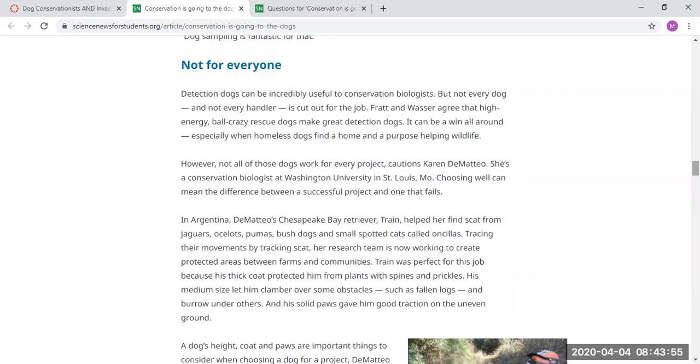Detection dogs can be incredibly useful to conservation and biologists, but not every dog and not every handler is cut out for the job. Fratt and Wasser agree that high-energy, ball-crazy rescue dogs make great detection dogs. It can be a win all around, especially when homeless dogs find a home and purpose helping wildlife. However, not all of those dogs work for every project, cautions Karen DeMatteo. She's a conservation biologist at Washington University in St. Louis, Missouri. Choosing well can mean the difference between a successful project and one that fails.